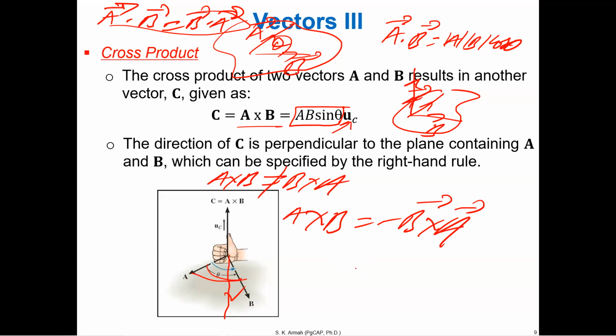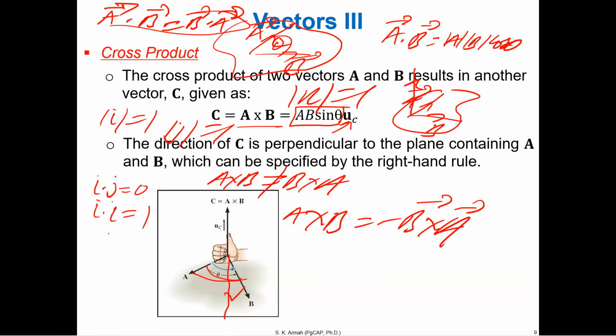So let's go to our i, j, k. Remember, we know i dot j is what? It is 0, because the angle between them is 90, and cosine 90 is 0. i dot i, cosine 0 is 1, because the magnitude of i is 1, the magnitude of j is 1, and the magnitude of k is 1. So if you do it, you get 1 in that order.